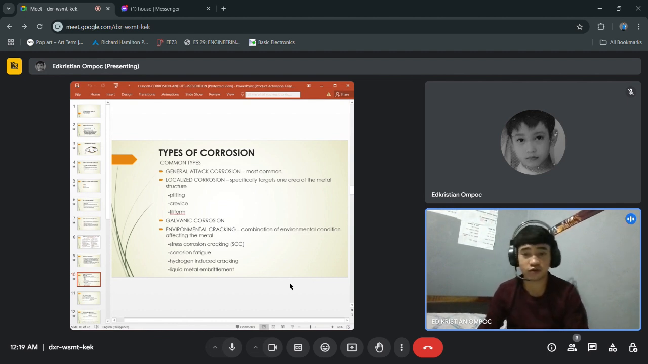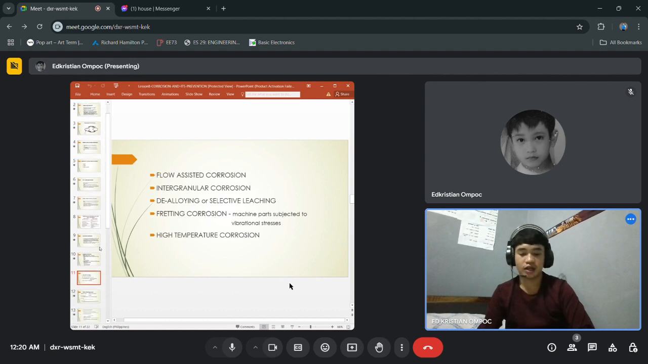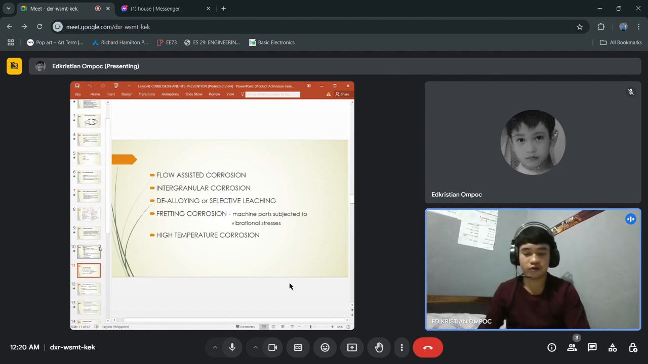Again, natay galvanic corrosion o environmental cracking, combination of environmental conditions affecting the metal na siya types, na siya stress corrosion cracking, corrosion fatigue, hydrogen-induced cracking, liquid metal embrittlement, o amo to siya. Again, napod tayo isa ka type of corrosion, flow-assisted corrosion. Kung meron ka o flow-assisted corrosion, kay isa ni siya ka corrosion mechanism in which a normally protective oxide layer of a metal structure, metal surface, dissolves in a fast-flowing water.